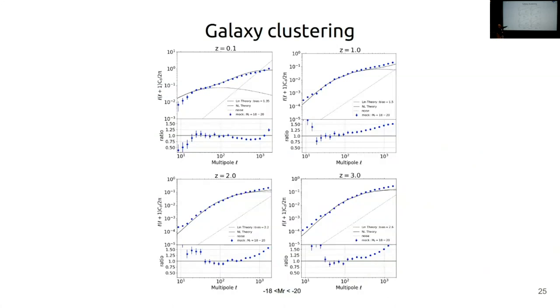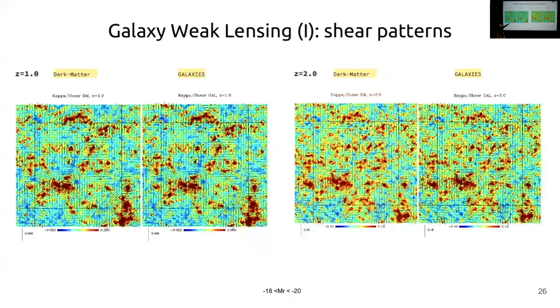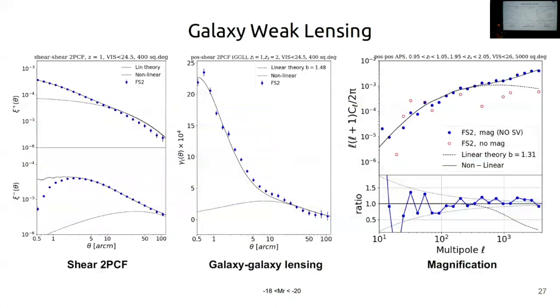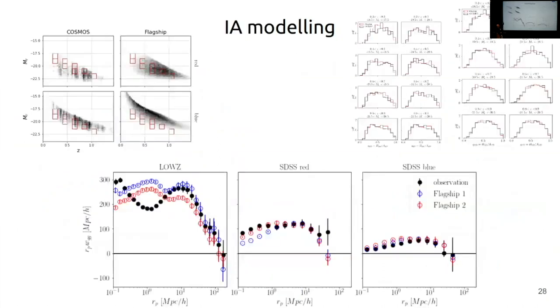This is in projected slices and lensing in the dark matter and in the galaxies at different redshifts. We have shear 2-point correlation function, galaxy-galaxy lensing, and magnification, and things look as expected from theory. And then the other thing is that we have made an attempt to put intrinsic alignments into the lensing, so that our shears also have a contribution of intrinsic alignments, because this is something that the lensing community is very worried about as a systematic.